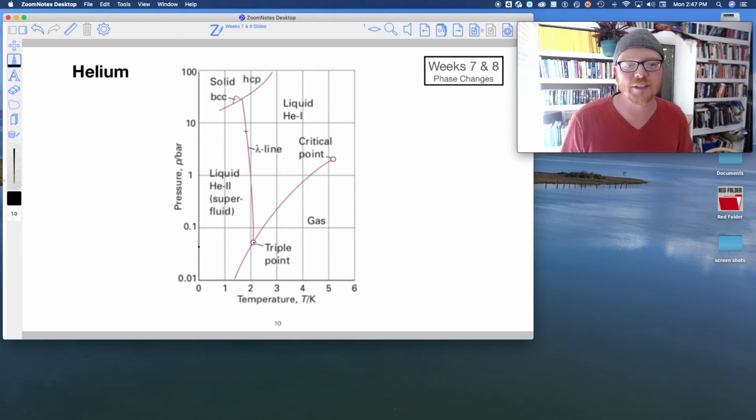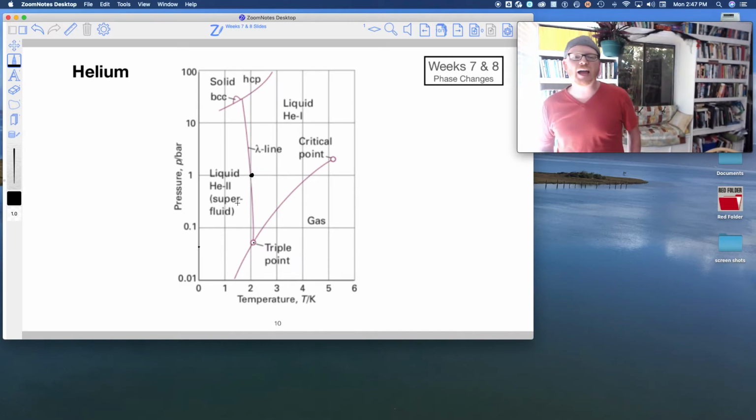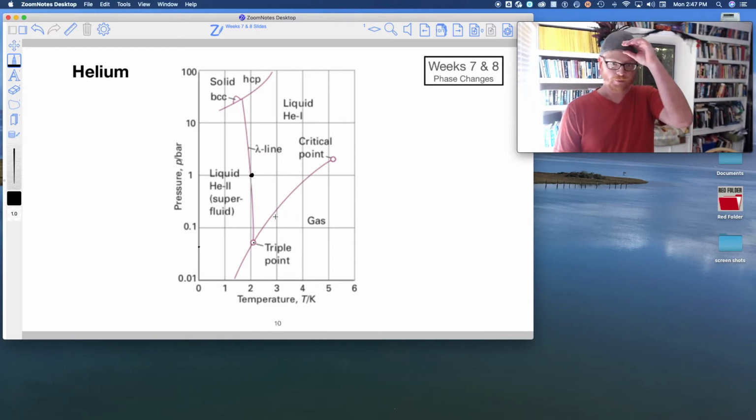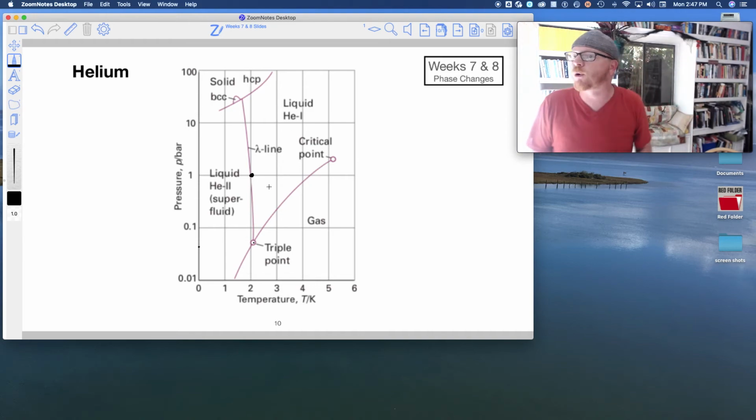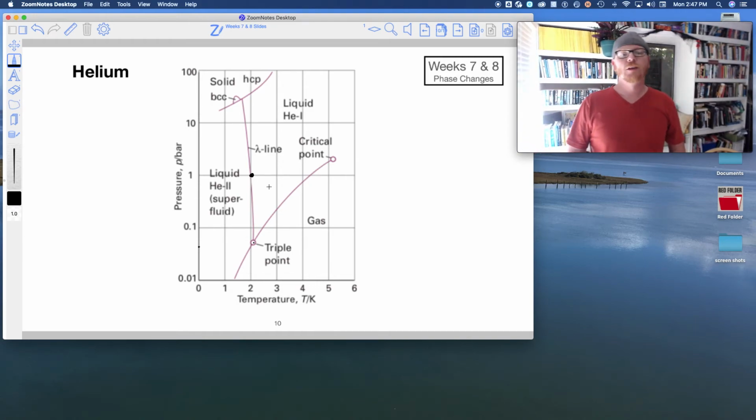But now you notice there's this interesting thing called a lambda line. I'll get more into what that lambda line means in the coming lectures. But what you have at that lambda line, and check this out, right at 1 bar, that's roughly atmospheric pressure, it's right there, okay? And on the other side of that, it's a superfluid. So just warmer than 2 Kelvin, it's just regular old liquid helium. So what is a superfluid?